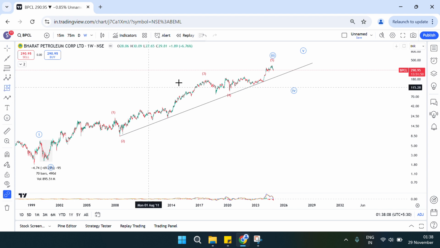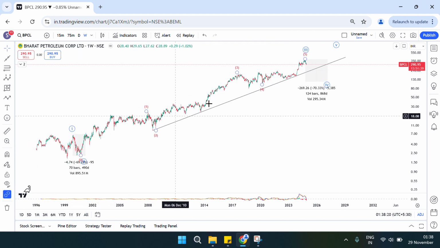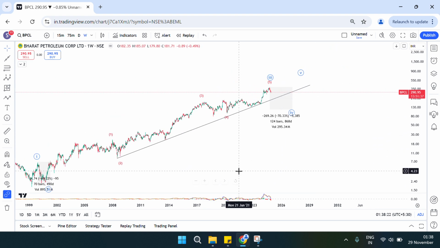And we are again expecting about a 70% fall. That's where I think we have marked wave 4 also. So from there, we will have a small up move to complete an entire business cycle that has lasted about 24-25 years.